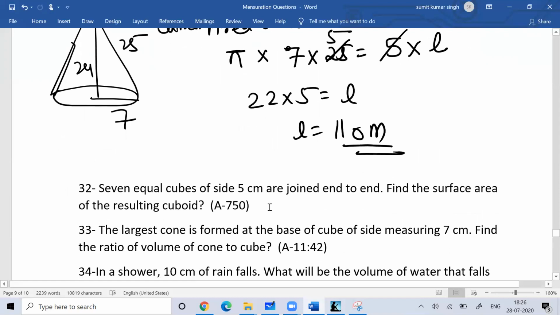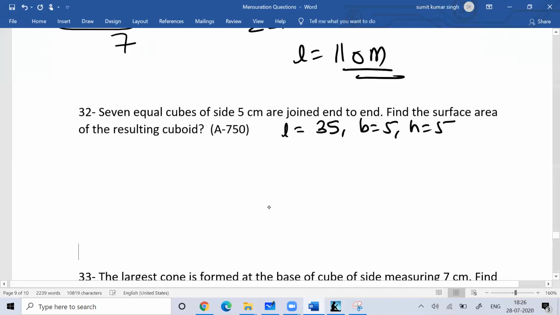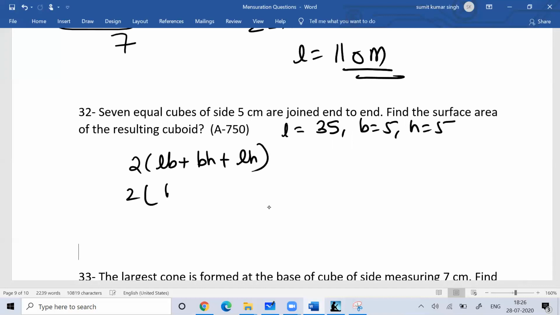Now you can see this is an easy question. You can do it very easily. If you join seven small cubes, there would not be any change in the breadth or height. They would still be 5. While the length 7 into 5 will become 35. Breadth would still be 5 and the height would still be 5. The surface area formula you know is 2 into (LB plus BH plus LH).